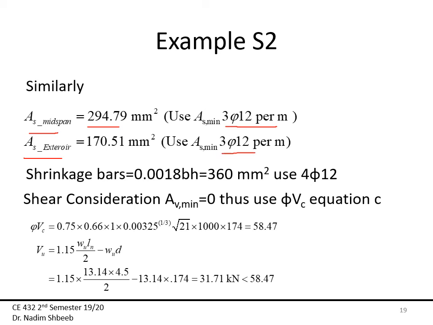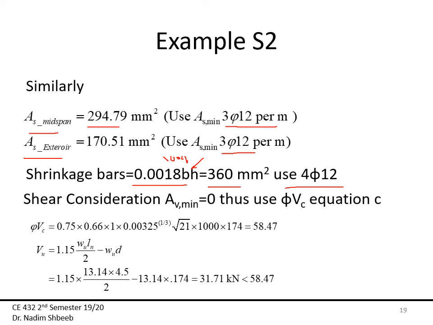Now for my shrinkage bar, it's going to be simply 0.0018 times area gross, which is B times H. Again, B being 1,000 millimeters, and H being the 200 millimeters that we found. This is 360, so I'm going to use 4 12 in the perpendicular direction.